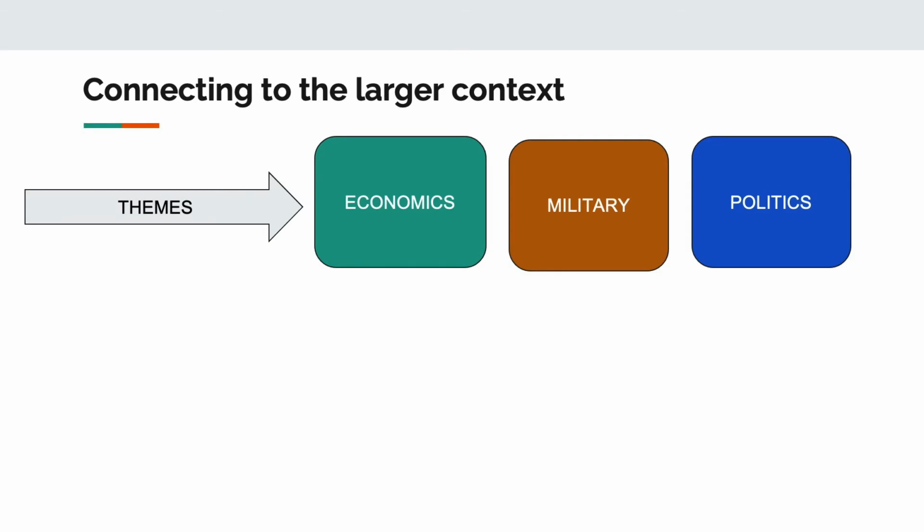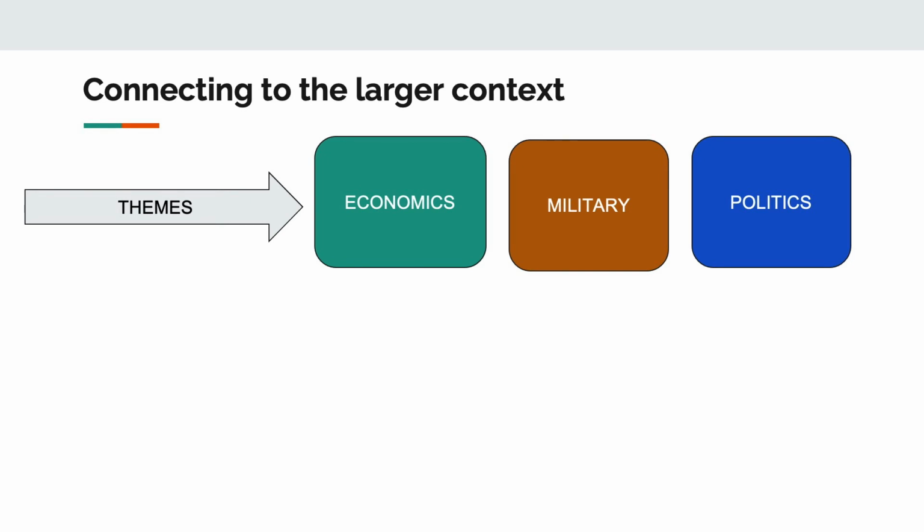Now, how do we come up with the larger context? Well, one way to do it is to think about it in terms of themes. Economics, military, politics: most of the choices that you can study from have these types of overarching themes, which you can try to connect to. This is one way to place that vocabulary word into the larger context.